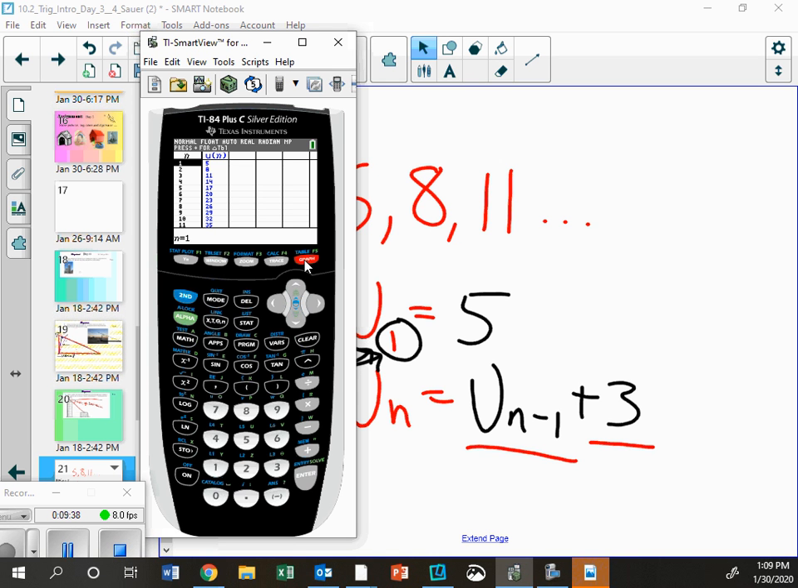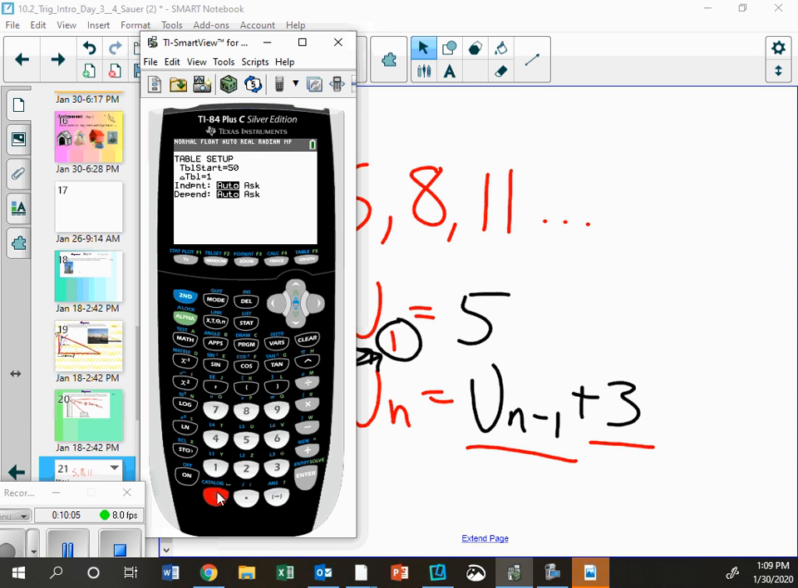Okay, so why would you ever want to mess with those tables? What if we wanted the 50th term? Would you want to hit down arrow 50 times? No, you'd want to change your table settings to start at 50. Let's do that. Everybody change your table settings to figure out the 50th row of this table. We're going to go to table settings, start at 50.